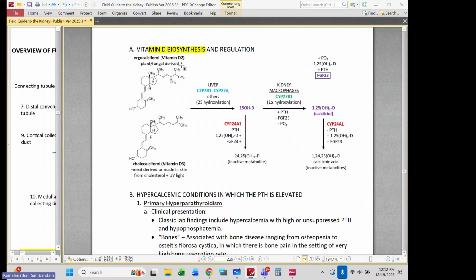We reference ergocalciferol, which is derived from plants and fungi, as vitamin D2. Cholecalciferol is what you make in your skin, and what you consume if you're eating meat. So this form of vitamin D is derived from animal sources, including you as an animal, the vitamin D that you make in your skin.